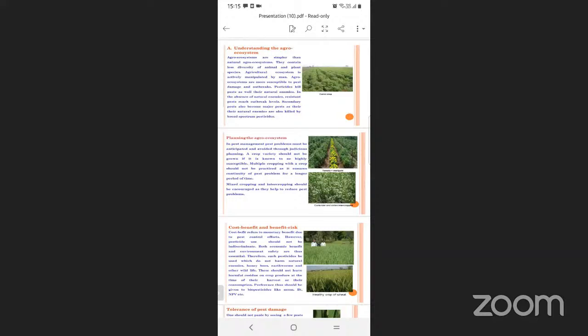So if we have proper planning, we can use it. A crop variety should not be grown if it is known to be highly susceptible, and multiple cropping with the same crop should not be practiced as it ensures continuity. And IPM does not mean without using any pesticides or other chemicals. We are not saying that totally we cannot, like reducing. Some precautions of IPM work.